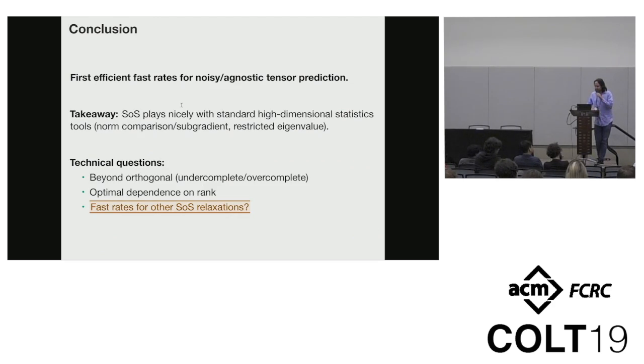Okay, so that's the result. To summarize, we have the first efficient algorithms that beat this d to the squared barrier for agnostic tensor completion and get the fast rate. These are via some new geometric inequalities for SOS. But conceptually, the main takeaway is that these SOS relaxations play nicely with the usual high-dimensional statistics analysis, and I think it'd be nice to see the extent to which this works for other models and other relaxations. So thanks.